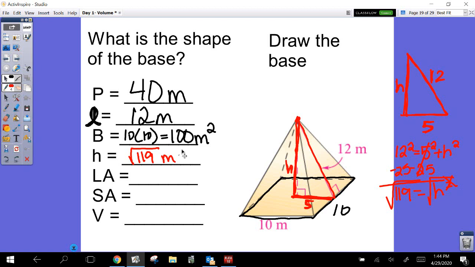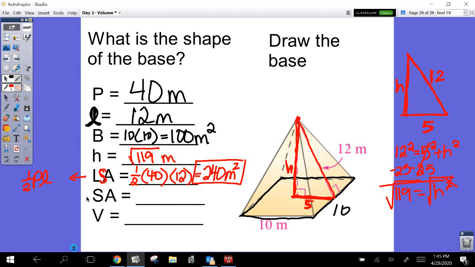Okay. My lateral surface area, I'm going to add an S here because I like that. Lateral surface area, remember the formula for that was 1/2 PL. So I'm going to do 1/2. What was my perimeter of the base? 40. What was my slant height? 12. And that's going to give me 240. It's area, so meters squared. I think I did that right. Yep, 240.